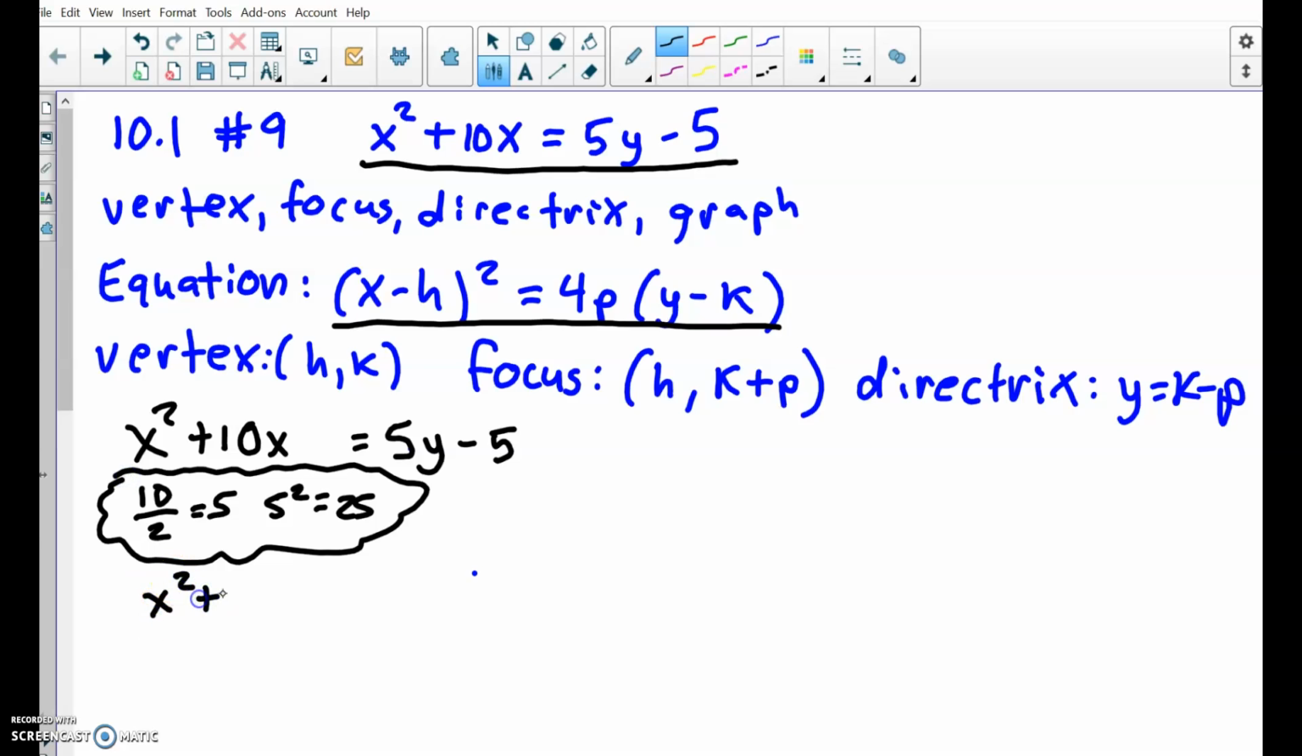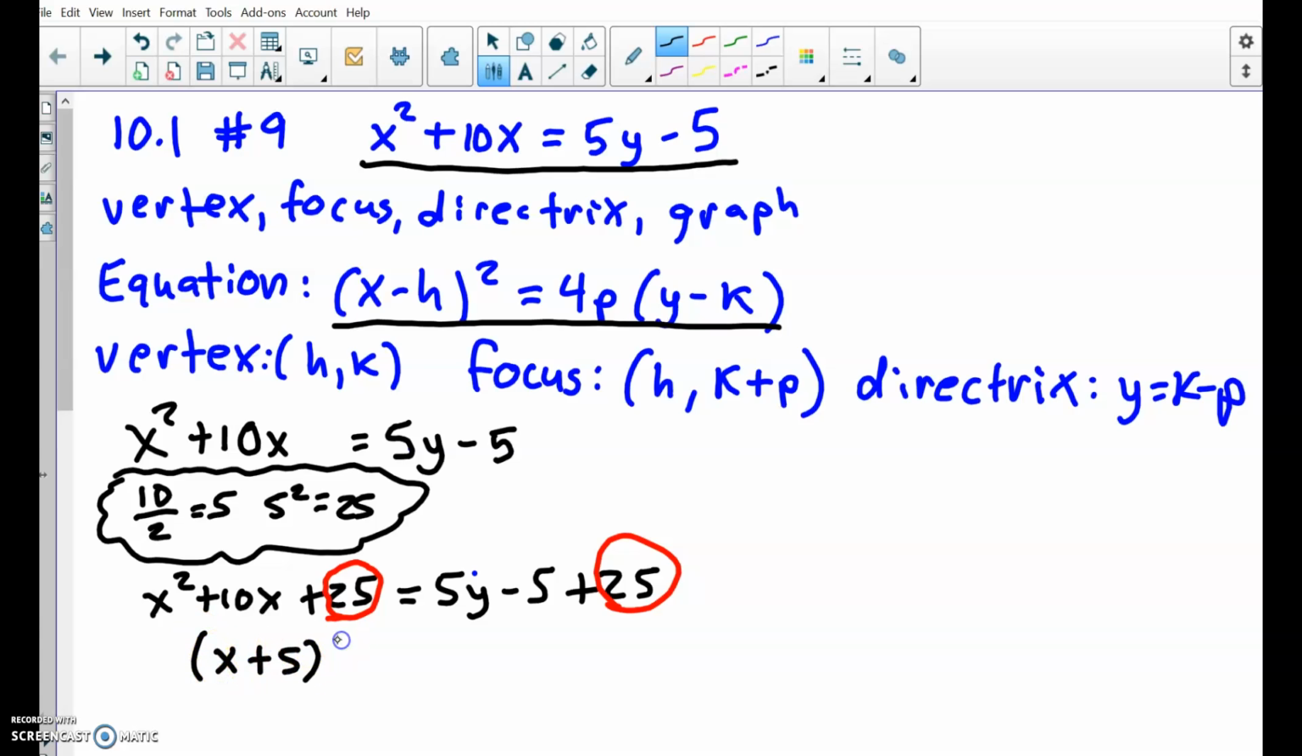x squared plus 10x plus 25 is equal to 5y minus 5 plus 25. So notice this additional 25 here, we got from completing the square. On the left hand side, we aren't quite done yet. We have to actually factor. So (x plus 5) squared, and now we get 5y plus 20. Now, close to looking like our equation, but we still need to factor.